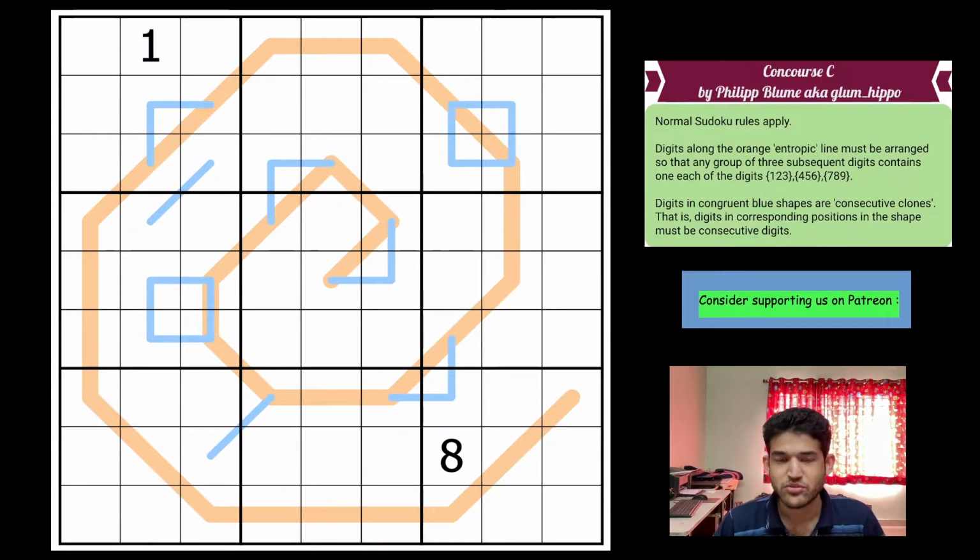I've tried this Sudoku yesterday and I found this extremely fun to solve. So I thought of making a video on this Sudoku for today. The link to solve this is in the description of the video. Please do give it a try and come back and watch the video.